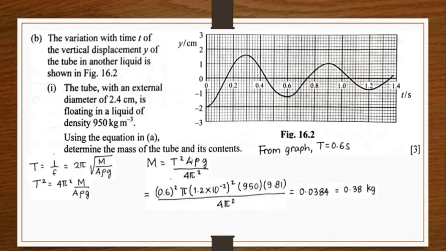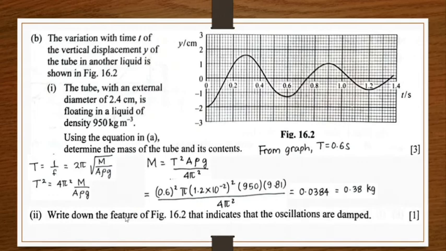This A is equal to pi times r squared. The r is 1.2 centimeters, and convert it into meters because we are given the diameter. Yeah, this rho is 950. Okay, that is the mass.